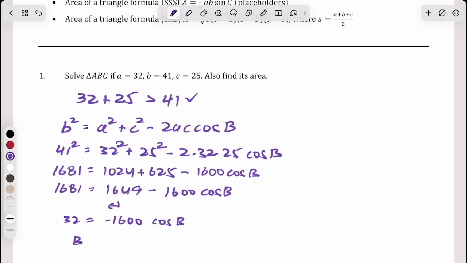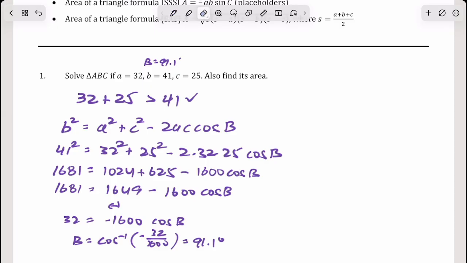So if I do the inverse cosine of negative 32 over 1600, let's find out what that is. We get 91.1 degrees. Okay, so I've got angle B is 91.1. I need to find either A or C, and I don't care which one I do first because I've already found the largest angle. I've already found the obtuse angle. So I'm just going to do A because it comes first.